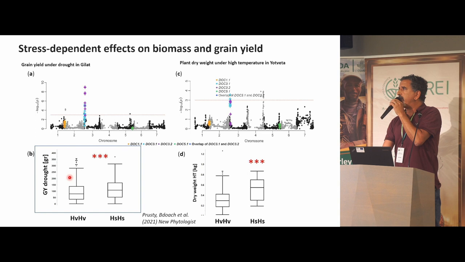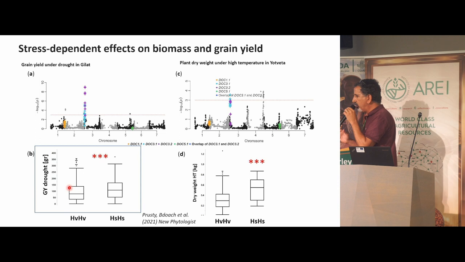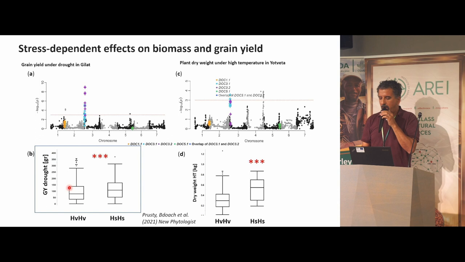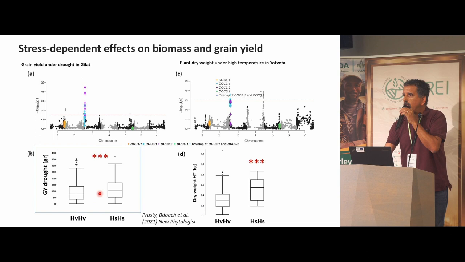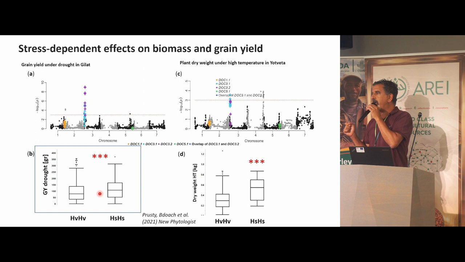In this one, this is called DOC11. DOC stands for drivers of the clock. Again, I'm not going to talk about the clock too much, but at this locus on chromosome 1, the carrier of the wild allele increases the grain yield under drought. So there is a potential. There are not many loci like that, where the wild allele will increase the grain yield under stress.